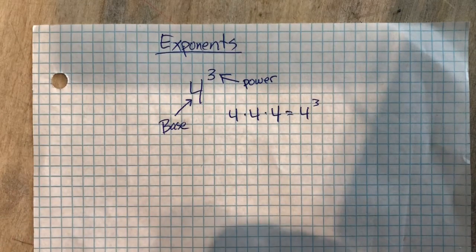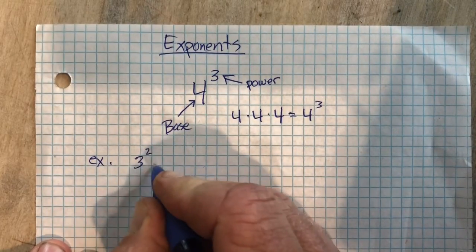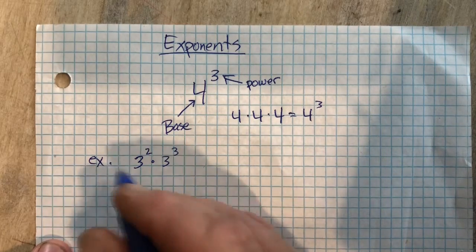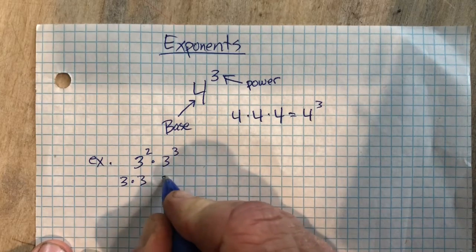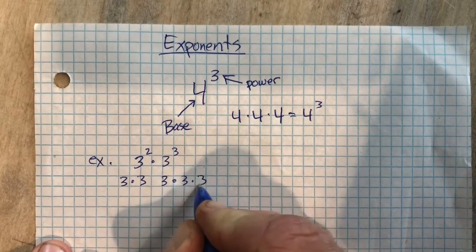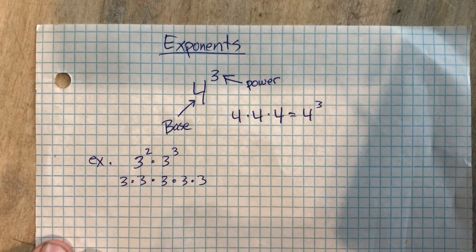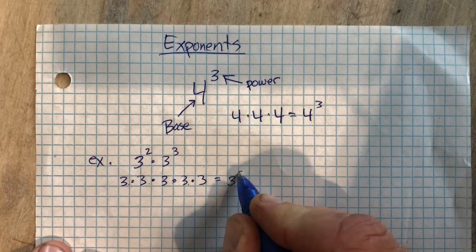Okay, so for our first rule, we are going to look at multiplying exponential numbers with the same base. Here's our example. We're going to take 3 to the second power times 3 to the third power. So the first thing we're going to do is see what does that mean. Well, 3 to the second power means 3 times 3. And 3 to the third power means 3 times 3 times 3. So what we have now is 5 3's multiplied together. That means 1, 2, 3, 4, 5, 3 to the fifth power.